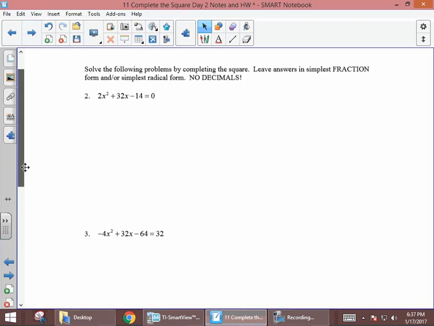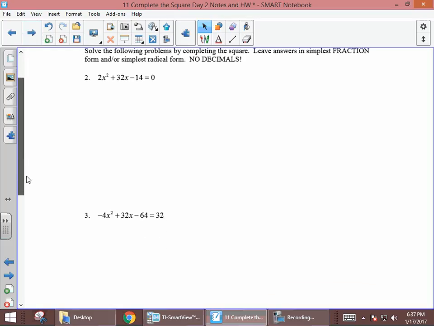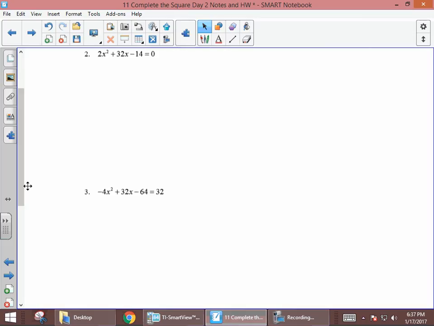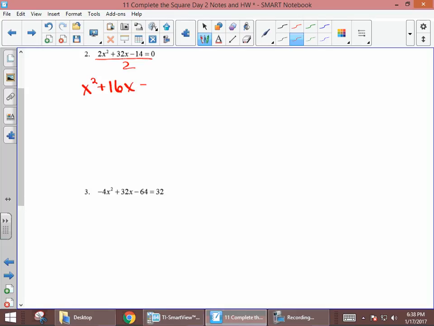Solve the following problems by completing the square. Leave answers in simplest fraction form and or simplest radical form. No decimals. So step 1, divide by 2. And we get x squared plus 16x minus 7 equals 0. Step 2, take the 7 to the other side. And you should have x squared plus 16x equals 7.